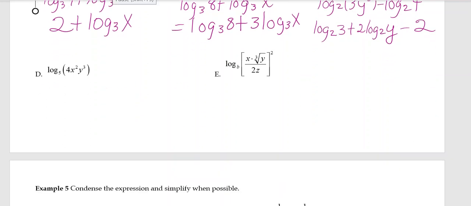All right, why don't you pause here and try to do these two, and then when you come back, I'll have them worked out for you.